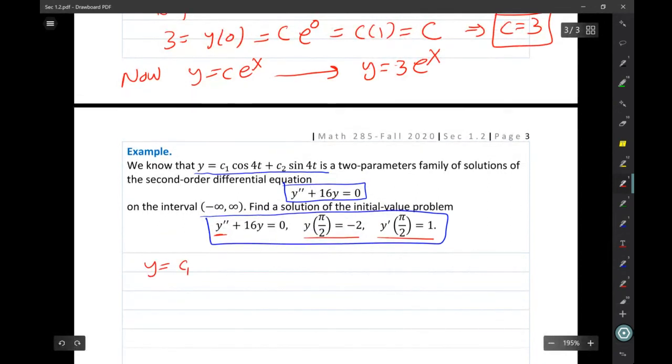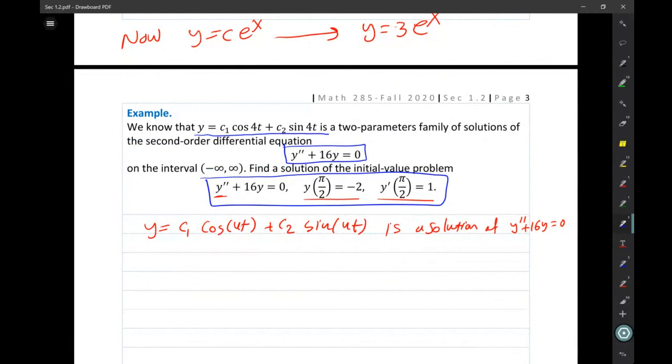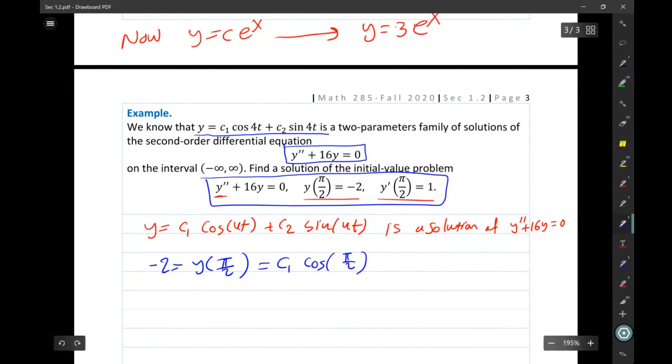First of all, y equal to c1 cosine 4t plus c2 sine 4t is a solution of y double prime plus 16y equals 0. Now use the first condition: minus 2 is equal to y of pi over 2. That means in your solution, replace each t by pi over 2, which is c1 cosine 4 times pi over 2 plus c2 sine 4 times pi over 2.